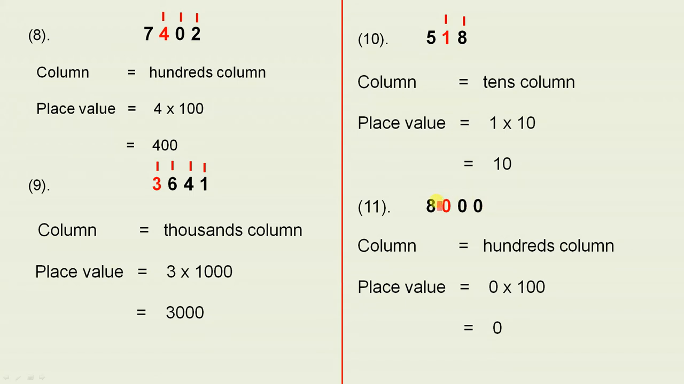Number 11, 8,000. Units, tens, hundreds. So it's the hundreds column. And the place value is 0 times 100, which is 0. So this video has just shown how to find the column and the place value of selected digits.